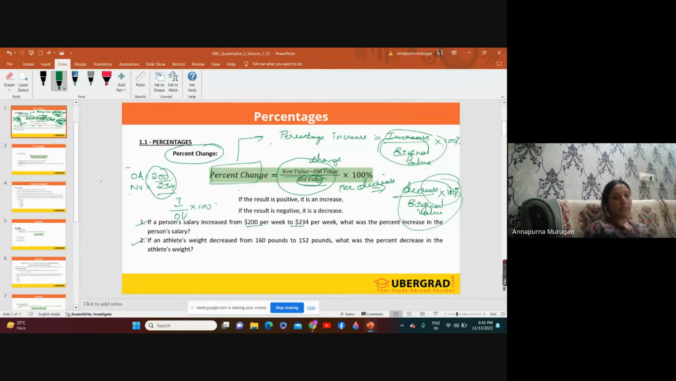What percent do we get? So 34 by 200 into 100, isn't it? So therefore, it's 100, 2 ones are 7s are, so it is 70%. Okay? So this is what? This is 17% we have.